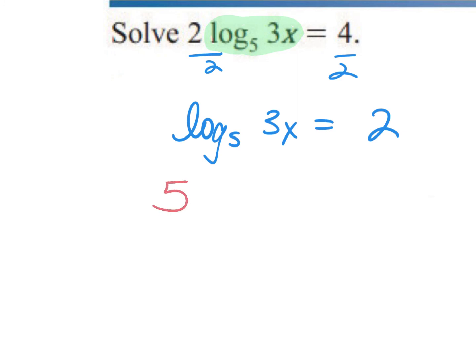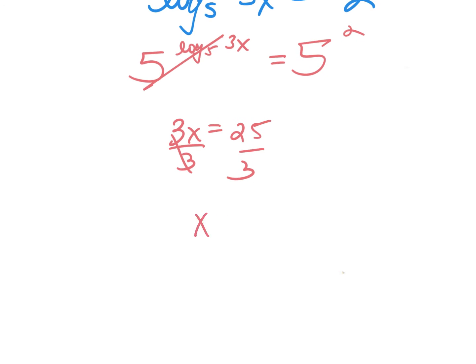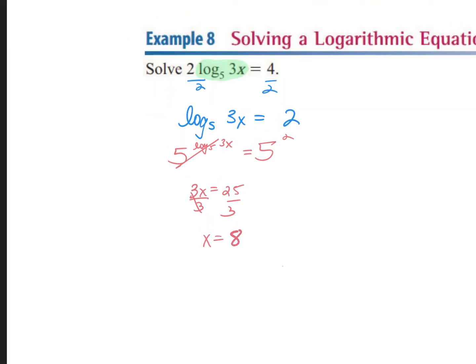So I write my big base, and then this becomes my exponent. And what you do to one side, you do to the other. So I have a big 5, and 2 becomes my exponent. Now what happens with log 5? Log 5 cancels. So you have 3x equals, what is 5 squared? 25. Divide by 3. And x equals about what? 8.333. Okay. What do I need to do with that? I need to check it, make sure that it doesn't make my log negative, which it doesn't. You guys can just see that.